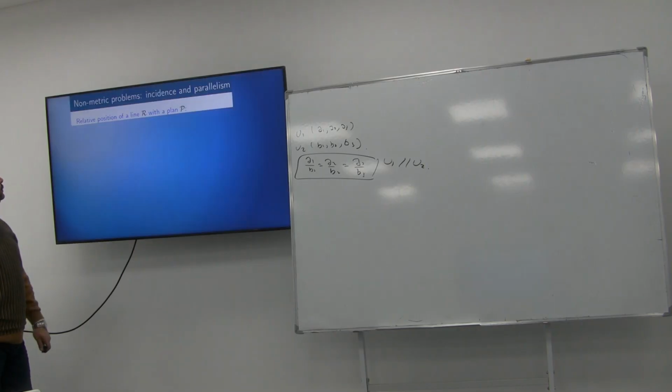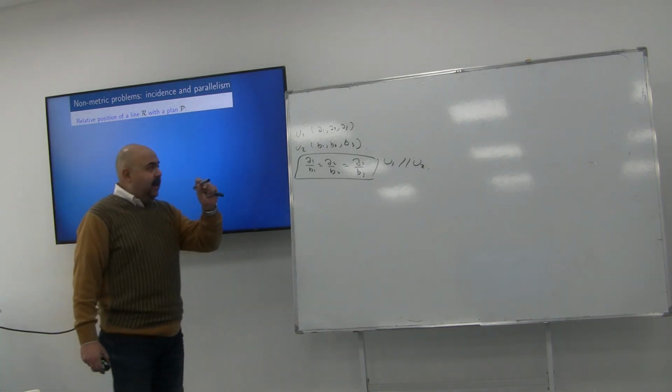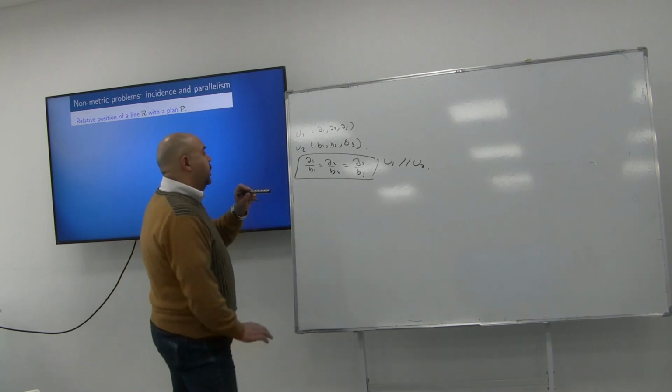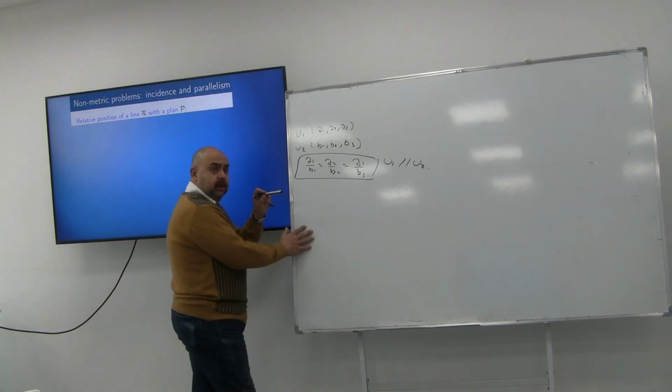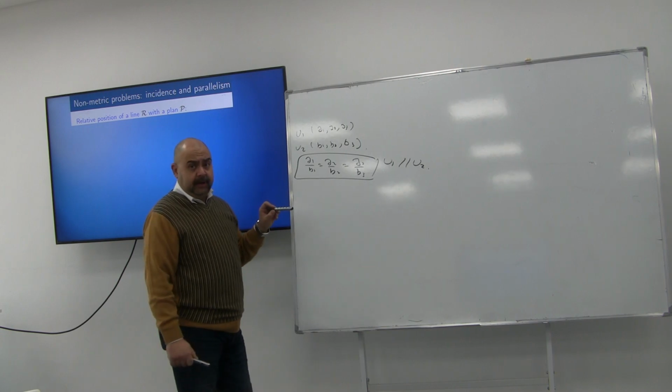It's really very simple. Now, relative position of a line and a plane. If I have a line and we have a plane, like the plane of this whiteboard. So the cases are the following.